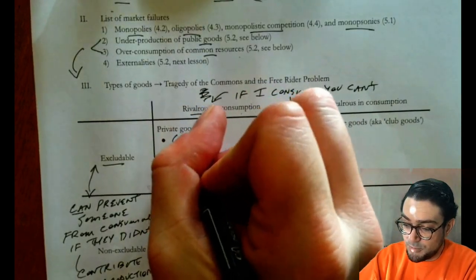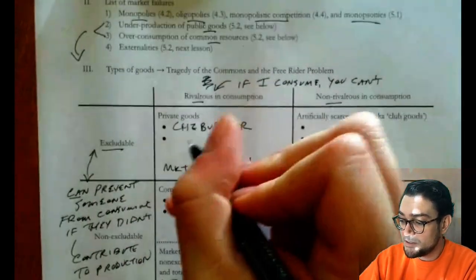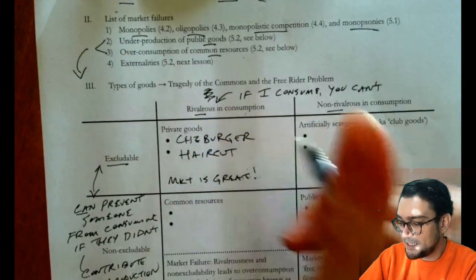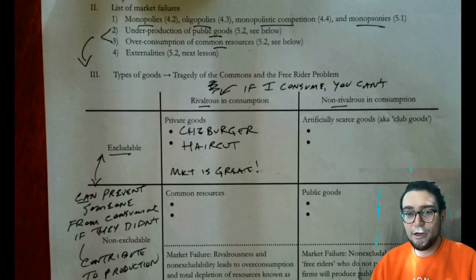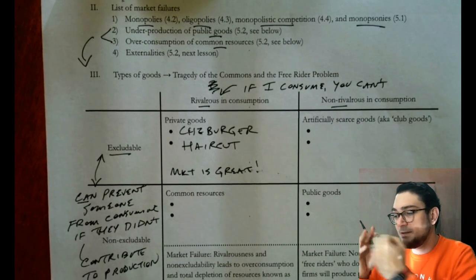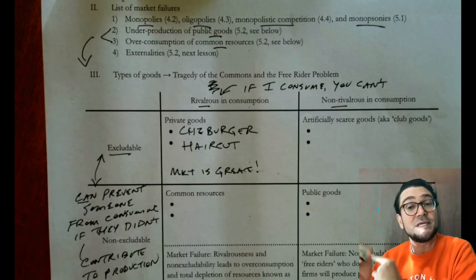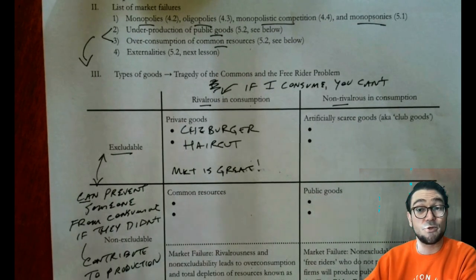We would say things like cheeseburgers, which is what I gave you a moment ago. An example is a cheeseburger. We could also say a haircut is another example of that, right? Because they could exclude you and say you did not contribute to the production of the haircut, therefore you may not have a haircut. You did not contribute to the production of the cheeseburger, therefore you may not have the cheeseburger. And at the same time, if you are consuming it, then no one else can, right? So the market is great at providing those types of goods. Those are called private goods.